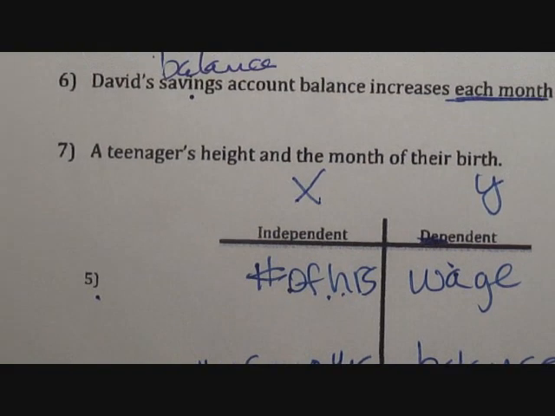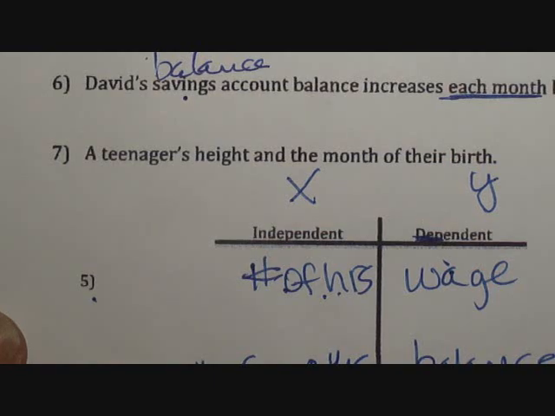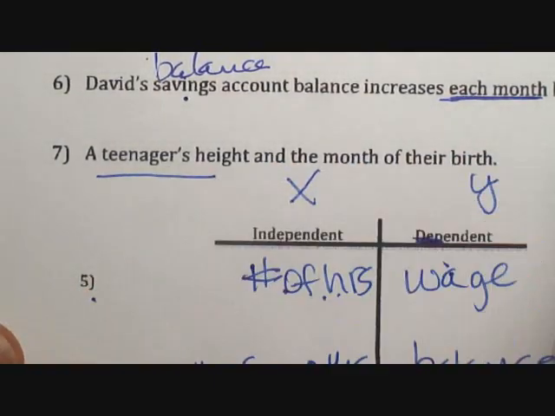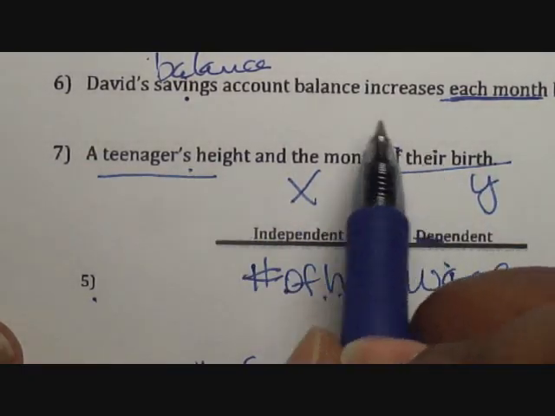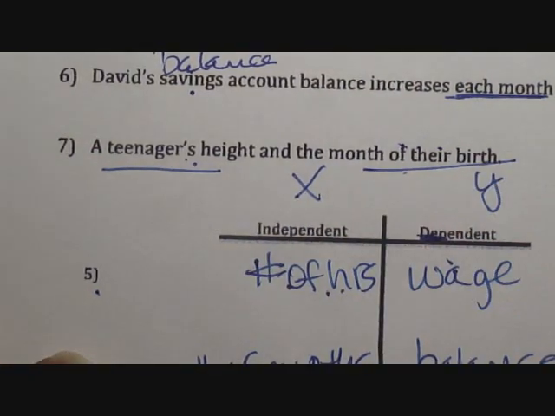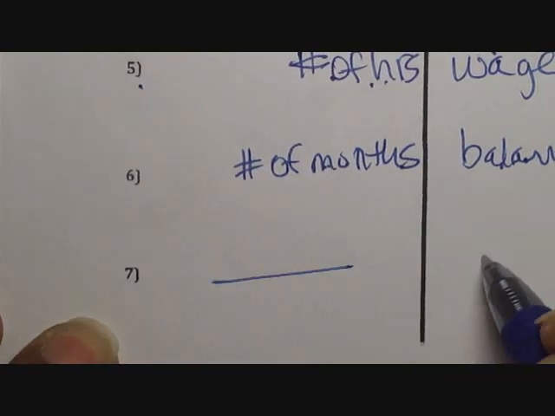The last one is a teenager's height and the month of their birth. I don't know which one of these comes first. So again, there's no correlation. We really can't put this on the graph.